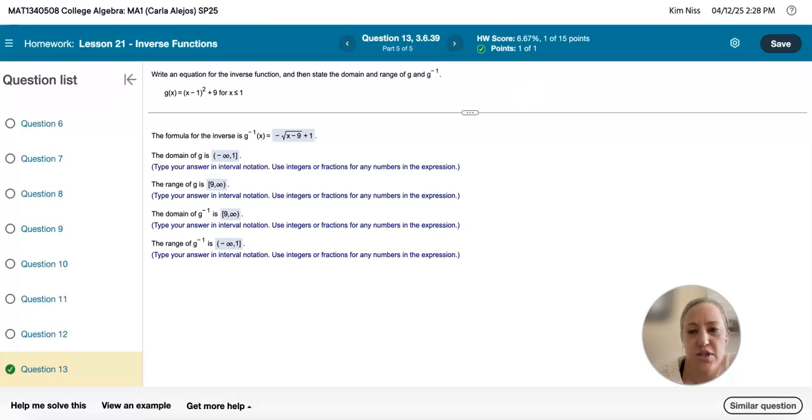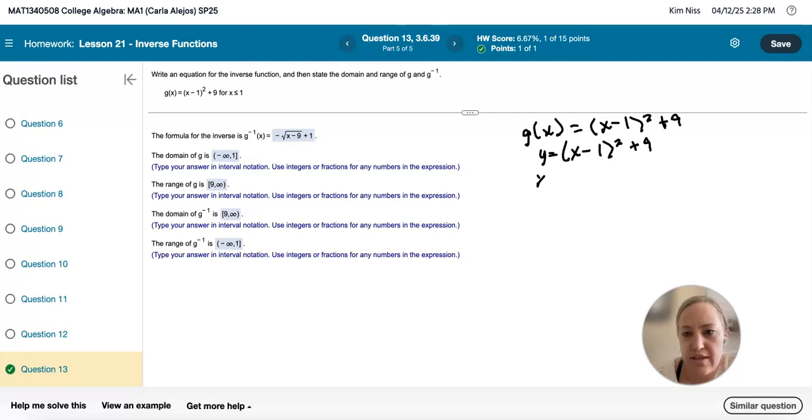So the first step we're going to do, we have our function g of x equals (x minus 1) squared plus 9. To get the inverse, we're going to take g of x, which is also equal to y, and replace it with y, so y equals (x minus 1) squared plus 9. And the next step is to swap y and x. So we're going to have x equals (y minus 1) squared plus 9.